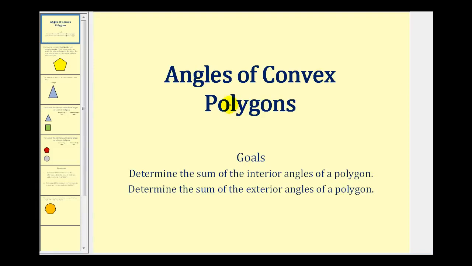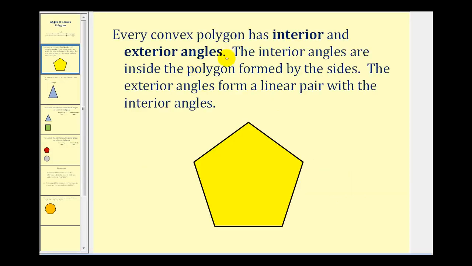Welcome to a lesson on angles of convex polygons. The goal of the video is to determine the sum of the interior and exterior angles of a polygon. Every convex polygon has interior and exterior angles. The interior angles are the angles inside the polygon formed by the sides.